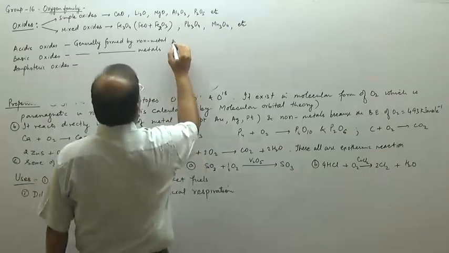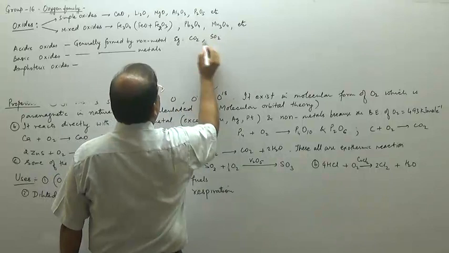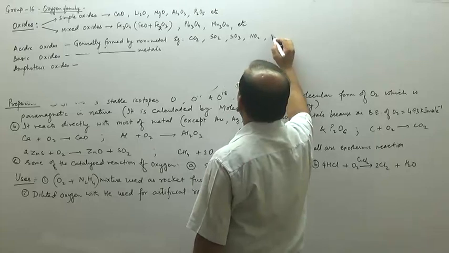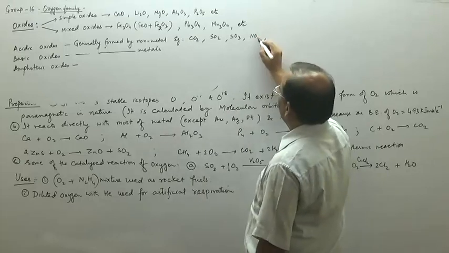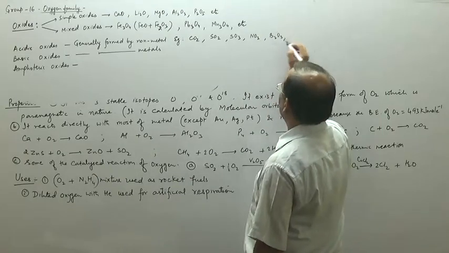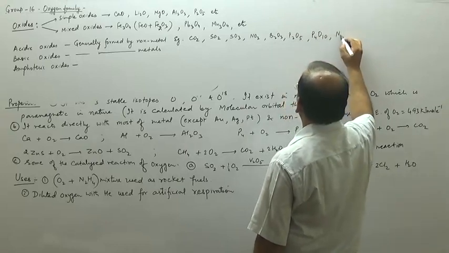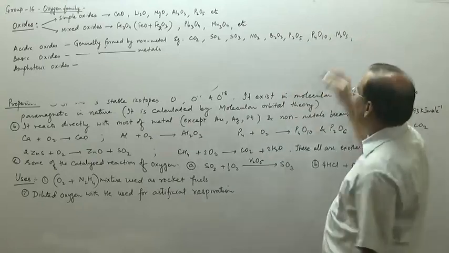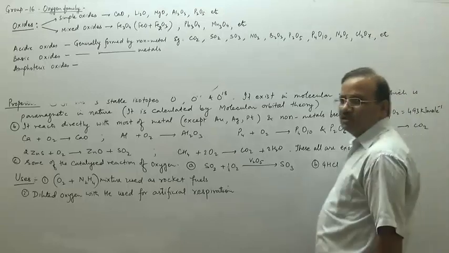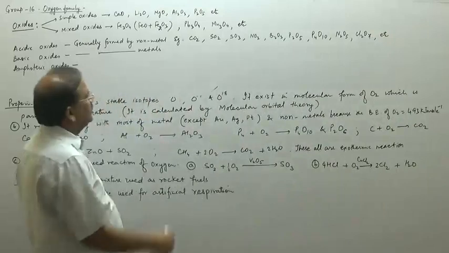For example, CO2, SO2, SO3, NO2 are acidic oxides. Then B2O3, P2O5 (P4O10), N2O5, and Cl2O7 are acidic oxides, etc. So all the oxides formed by non-metals are called acidic oxides.